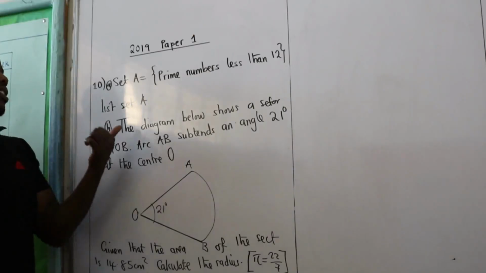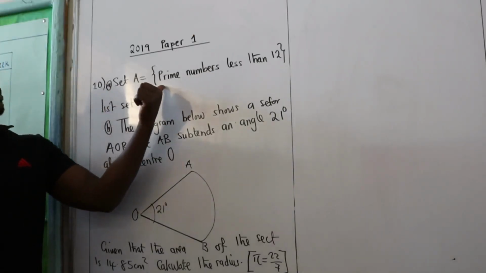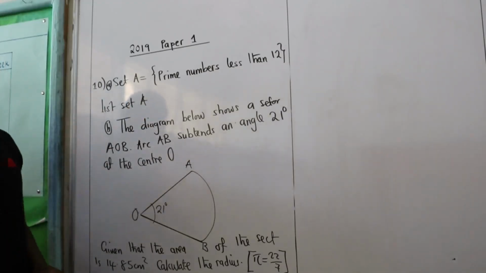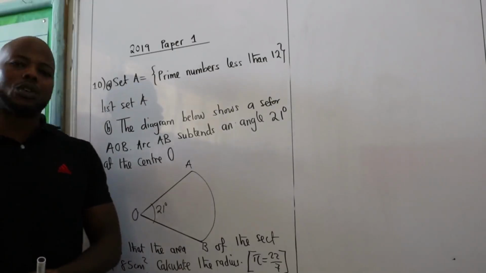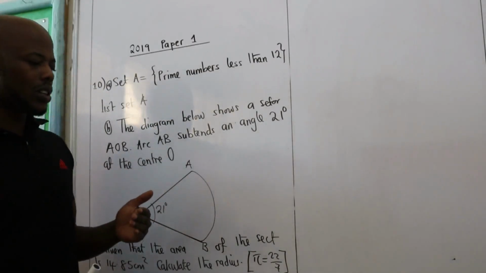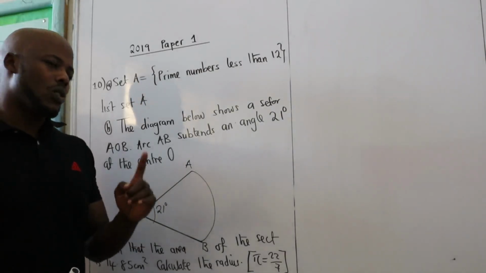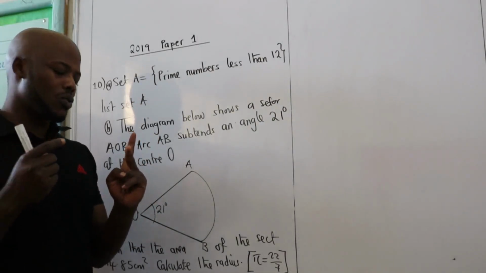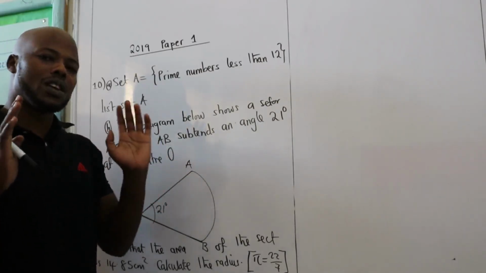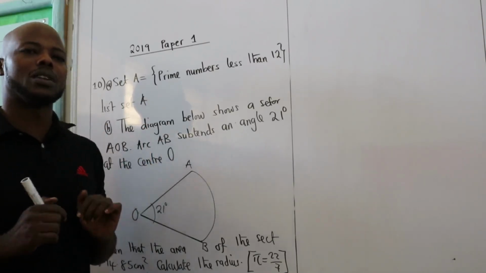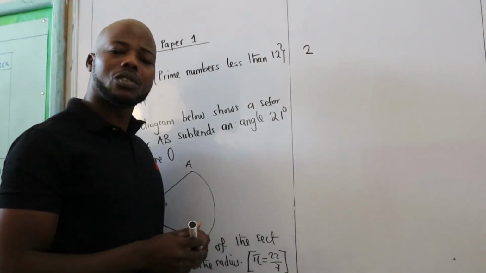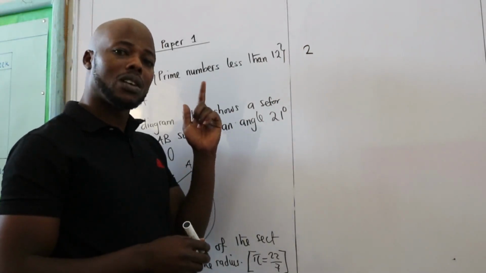For set A, they are saying A is a set of prime numbers less than 12. This is set A. So first, we need to understand what prime numbers are. Prime numbers are numbers which allow 1 and itself to go in, no other number can go in that number, and that number is called the prime number. So let's say an example here, a 2. Can we say 2 is a prime number? Yes, this is the first prime number.